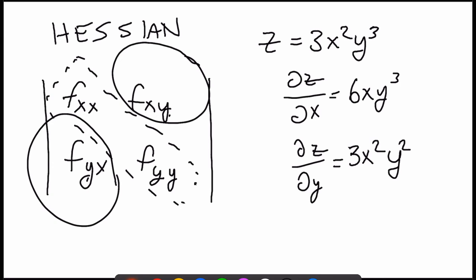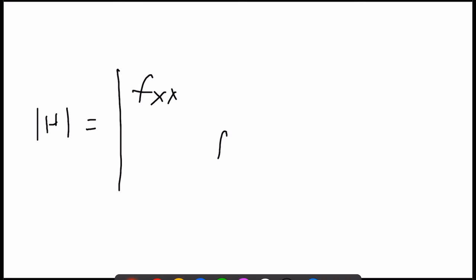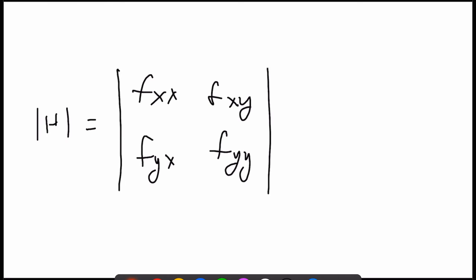Which means that we can use this Hessian to tell us whether something is a min or a max. So let's go back. Here's my Hessian. Now, a submatrix inside this matrix is called a minor. So any little matrix I draw in here would be a minor.